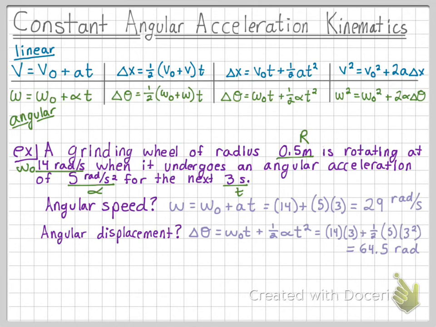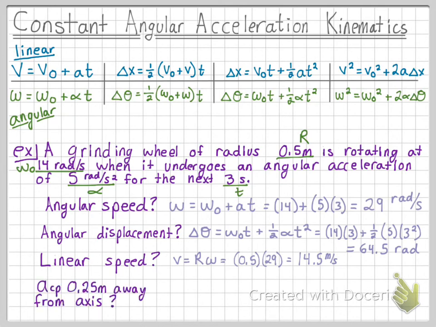Now let's expand this idea a little bit more by calculating the final linear speed, which is just the radius times the angular speed. And when we plug in our radius and our calculated final angular speed, we find a linear speed of 14.5 meters per second. And finally, we can calculate the centripetal acceleration 0.25 meters away from the axis of rotation by using our centripetal acceleration equation. We can plug in our variables, and we see that that is equal to 210 meters per second squared.